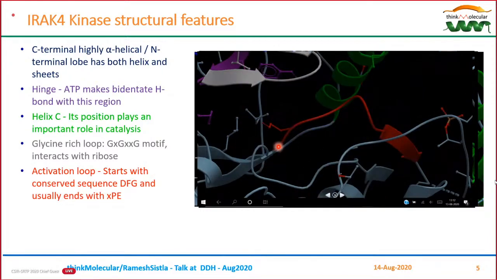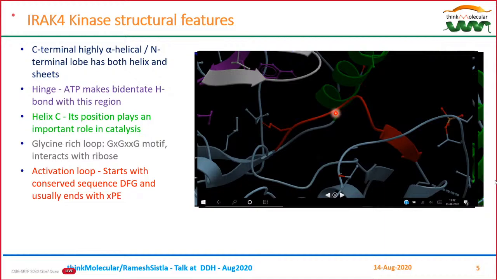Then, as I mentioned, there is an activation loop. As I mentioned in the previous slides about the DFG loop. Okay, so the DFG loop is adjacent to the ATP binding site. As I mentioned, the D on the DFG loop chelates with the phosphate. So the DFG loop, also known as the activation loop, starts with a conserved sequence DFG and ends with another sequence, XPE. Okay, in between, the activation loop can span about 20 to 30 amino acids. The composition varies for different kinases, and this is what gives the substrate specificity.